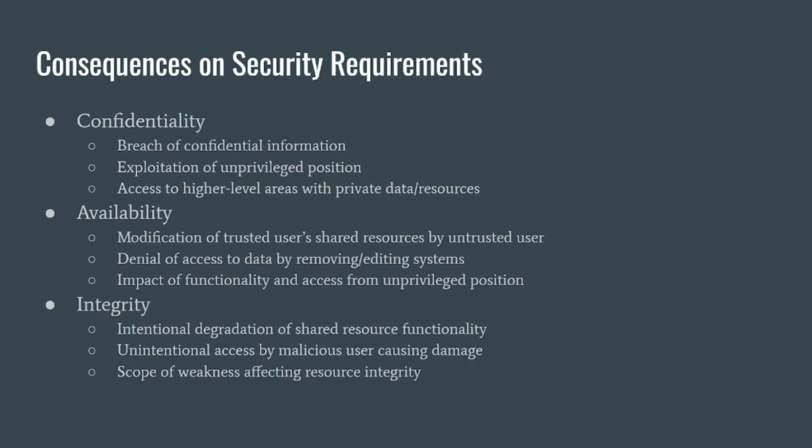Consequences on security requirements. Confidentiality: there is a breach of confidential information, exploitation of an unprivileged position, and access to higher level areas with private data resources. The effect on availability is modification of a trusted user's shared resource by an untrusted user, denial of access to data by removing or editing systems, and impact on functionality and access from an unprivileged position.